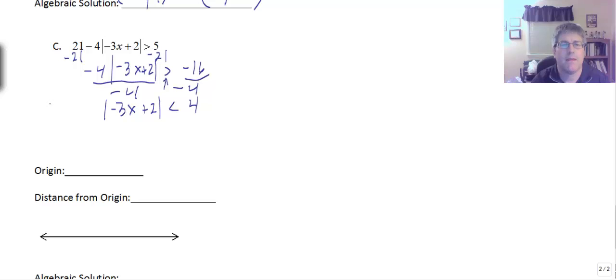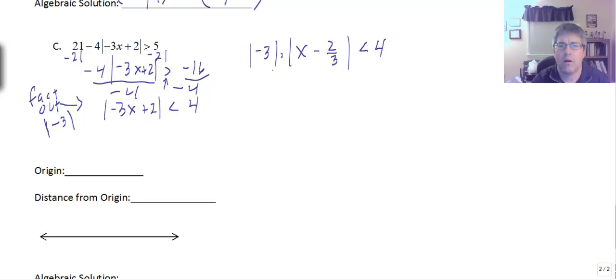Change the direction. Now I need to factor out the absolute value of -3. So I'm going to factor that out and write that up here. So I have the absolute value of -3 times the absolute value of x minus 2/3, because that changed my sign. I factored a -3 out of there. So if I distributed that back in, I would get my same result. That's still less than 4. Now my instructions say to take the absolute value of -3. So I have 3 times the absolute value of x minus 2/3 is less than 4.